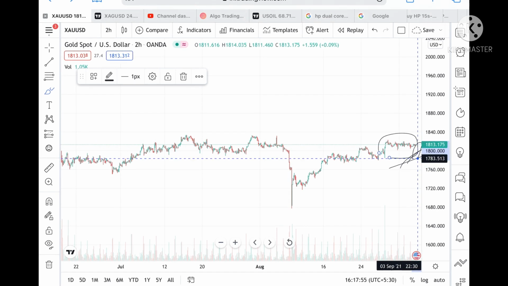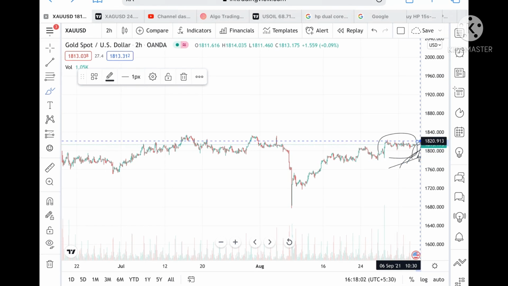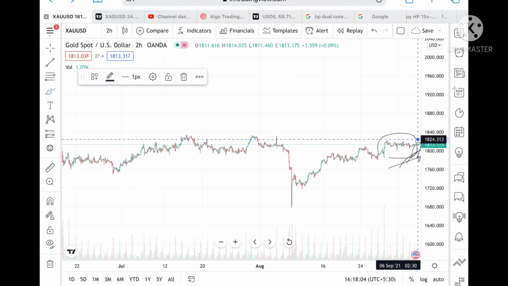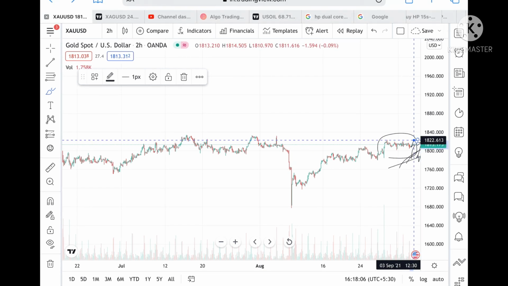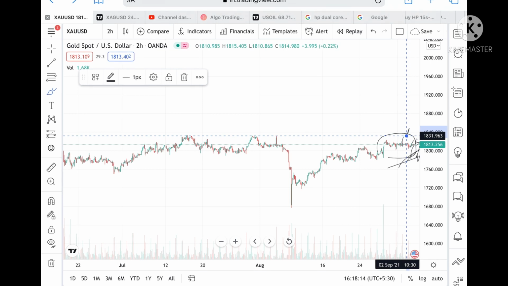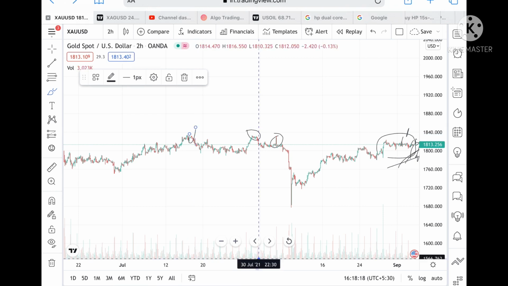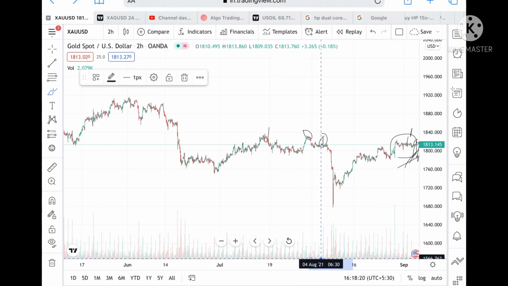Okay, suppose it goes above this level. Now it is trading at around 1813, so the probability is there that if it stays above this level, it can touch a level of 1820, and from there it can touch a level of 1824. Suppose this 1824 is crossed upside, then the chances are high it can touch a level of 1830 also, and this 1830 is already tested twice and thrice, so the probability is there.